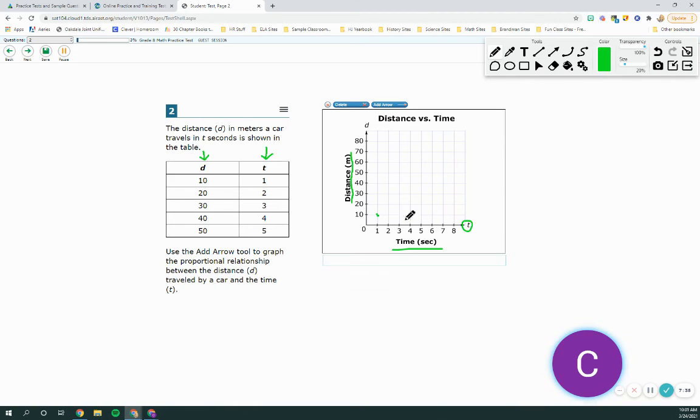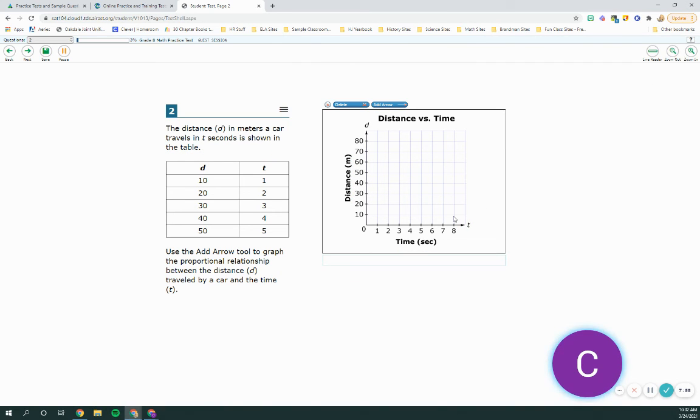I'm going to do it with my erasable tool first to show you a couple, and then we'll do it with the actual program. But when t is 2, it's 20. So 2 is 20. And when t is 3, it's 30. So 3 is 30. You get the hint. So let's actually use what it's telling us to use to graph this. And remember, it tells you use the add arrow tool to graph the proportional relationship between the distance d traveled by a car and the time.